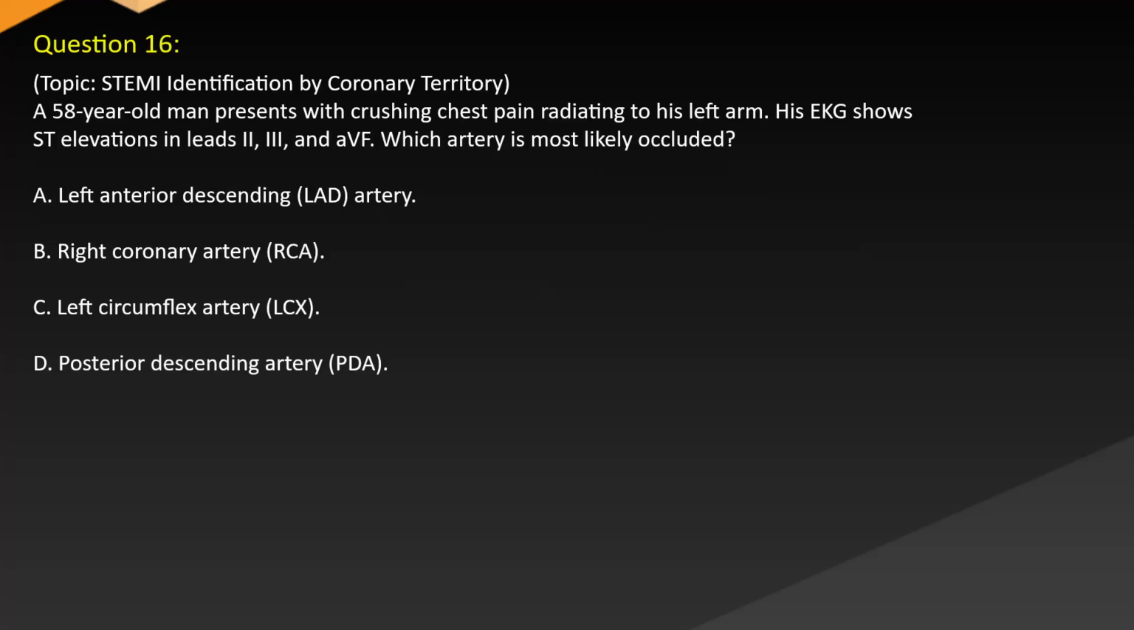Question 16. Topic: STEMI identification by coronary territory. A 58-year-old man presents with crushing chest pain radiating to his left arm. His EKG shows ST elevations in leads II, III, and aVF. Which artery is most likely occluded? A. Left anterior descending, LAD, artery. B. Right coronary artery, RCA. C. Left circumflex artery, LCX. D. Posterior descending artery, PDA.